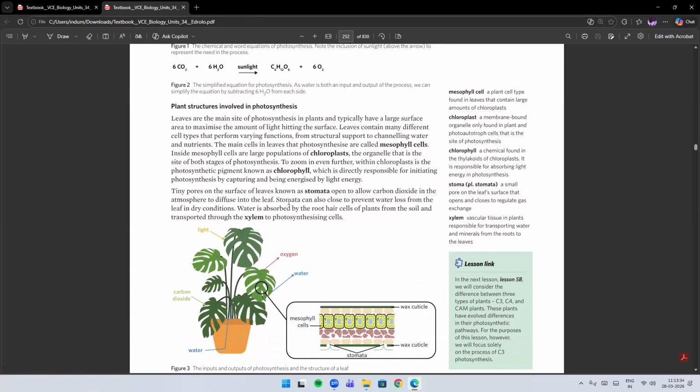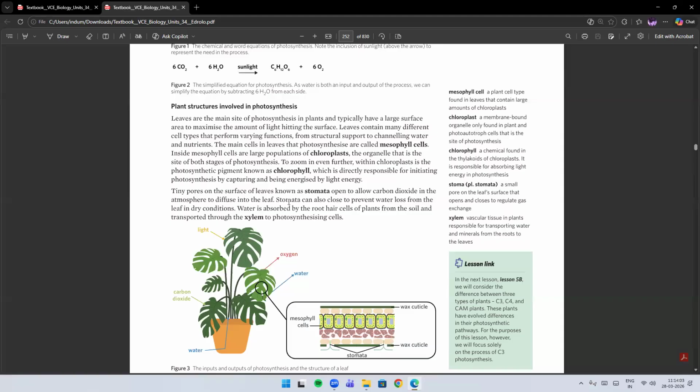Plant structures involved in photosynthesis. Leaves are the main site of photosynthesis in plants and typically have a large surface area to maximize the amount of light hitting the surface. Leaves contain many different cell types that perform varying functions, from structural support to channeling water and nutrients. The main cells in leaves that photosynthesize are called mesophyll cells.